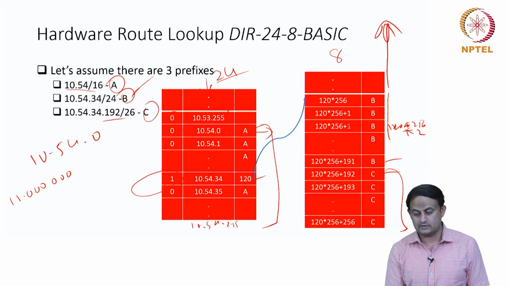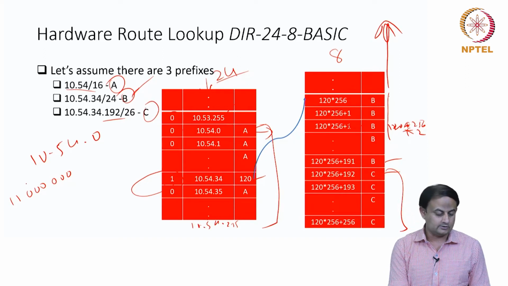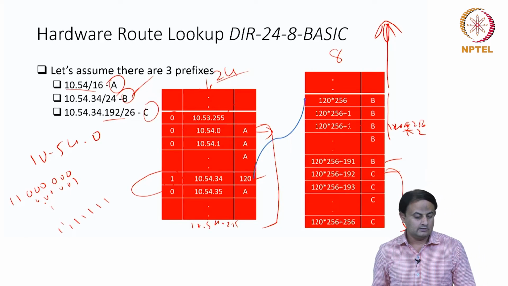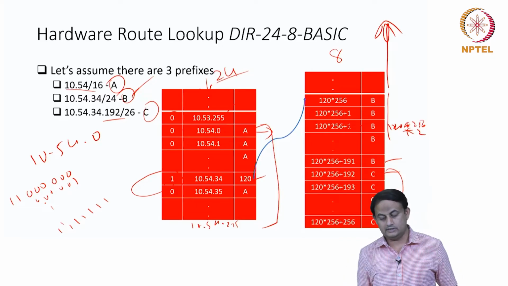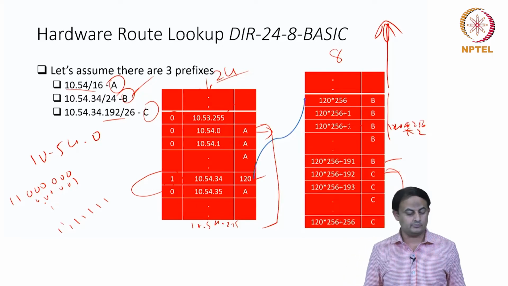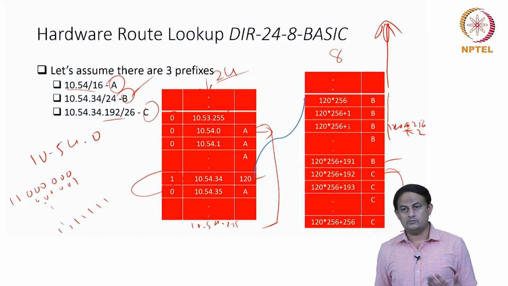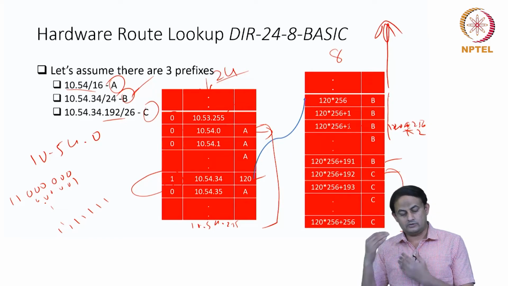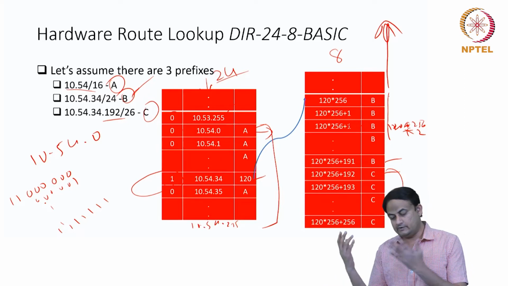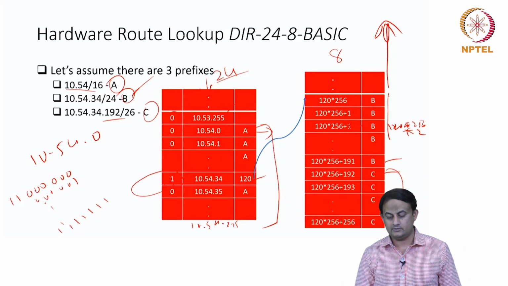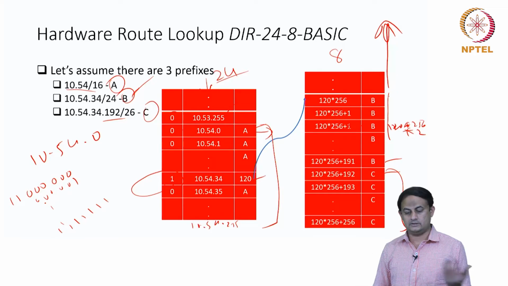The 24 bits are covered in the previous case, and the 2 bits are kept constant, and from all 0s to all 1s till you get this. So all 1s. I don't care what the value of the remaining 6 bits is. So 192, 193, 194, everything else till 255 needs to be forwarded to port number C. So that's how the table is constructed.